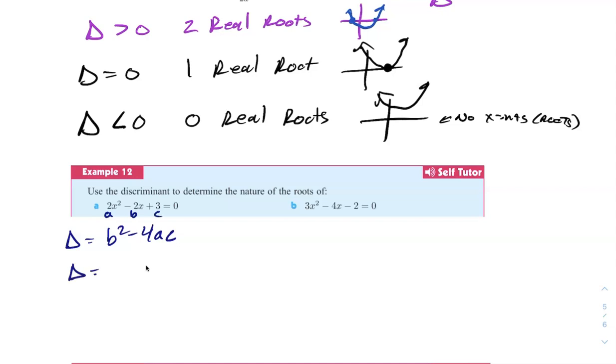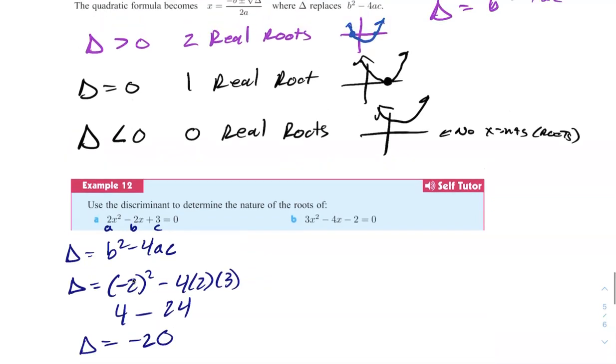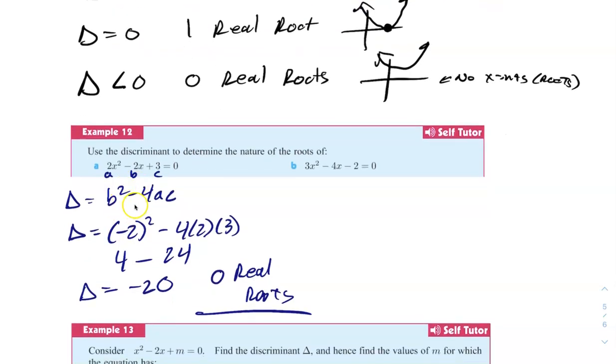So my discriminant here is going to be negative 2 squared minus 4 times 2 times 3. Again, the negative is inside the square, so when you square, you just get positive 4. Minus 8 times 3 is 24, so I get negative 20. So this means I have 0 real roots. If I was going to try to solve this with the quadratic formula, I would get no solution, because I would get no real solution.